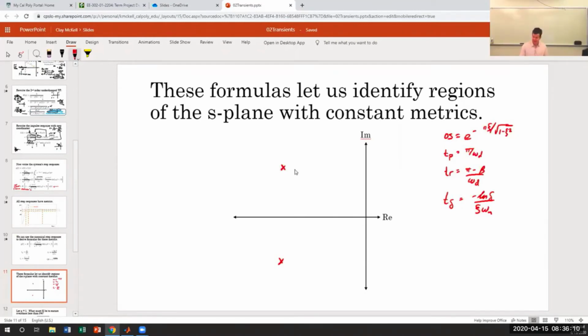And if I want a fixed zeta, I need to walk along that line. Because if I walk along that line, then I have fixed beta, and beta is 1-to-1 with zeta, and zeta is 1-to-1 with overshoot. That's the logic train going on here. So this is a line of constant overshoot. So follow-up question, and then obviously the conjugate down here.